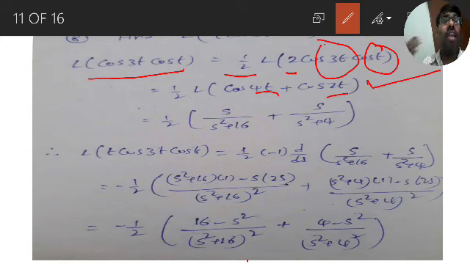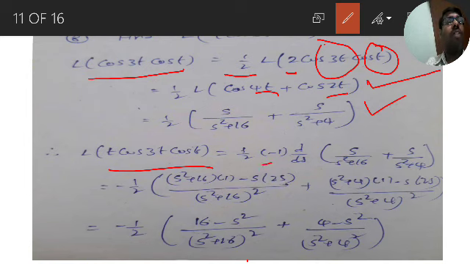L of cos at is s by s square plus a square. So it is L of cos 4t, s by s square plus 16, plus cos 2t, s by s square plus 4. So this is our f bar of s. Now multiplied by t: L of t into cos 3t into cos t, by the multiplication by t method. In the multiplication by t method, you have to take the first derivative multiplied by minus. So minus d by ds of half, s by s square plus 16 plus s by s square plus 4.